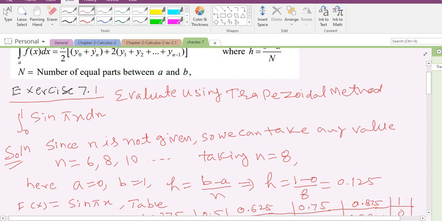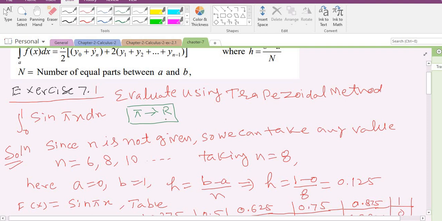Evaluate using the trapezoidal method the definite integral from 0 to 1 of sine pi x dx. Remember that if it is written as pi, then you have to use your calculator. Fix your calculator in terms of radian. This is very important for you because generally friends make a mistake here. Do not fix your calculator in terms of degree. You have to fix your calculator in terms of radian.